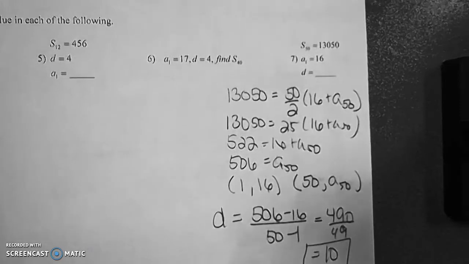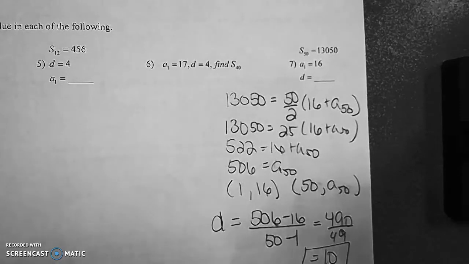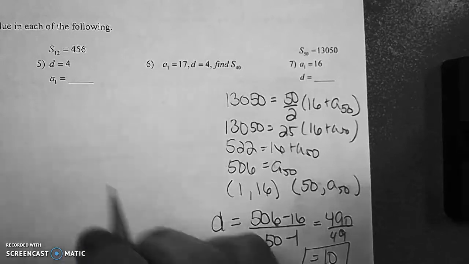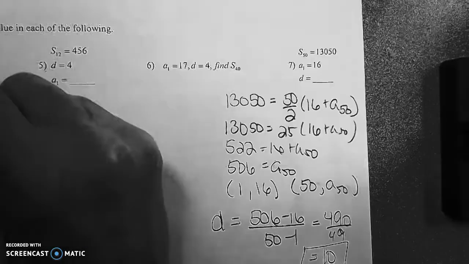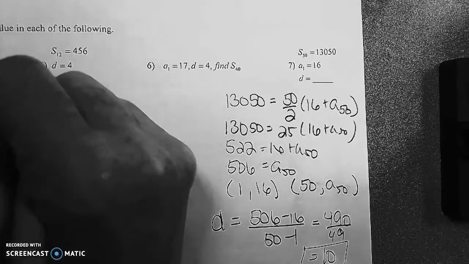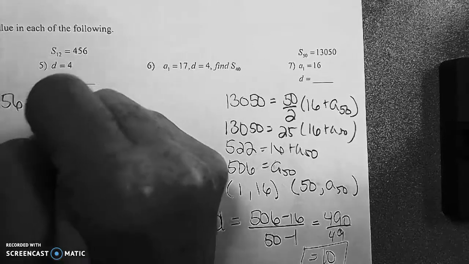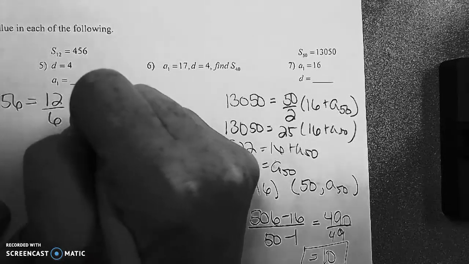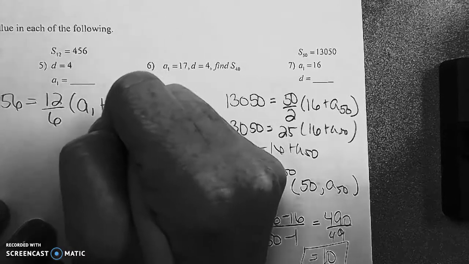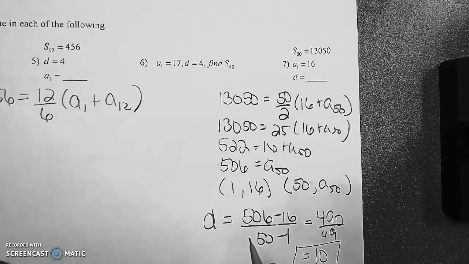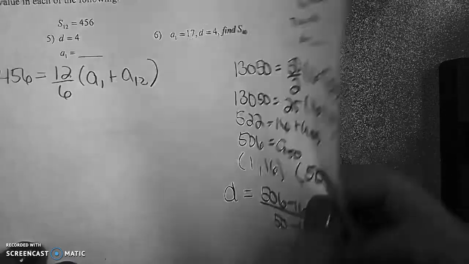So let me get you started on maybe a problem like 5 or 6. Someone asked about 5. Again, you know the sum here. You can figure out how many pairs. You don't know A1. And here you would also need A12. So you have 2 unknowns.